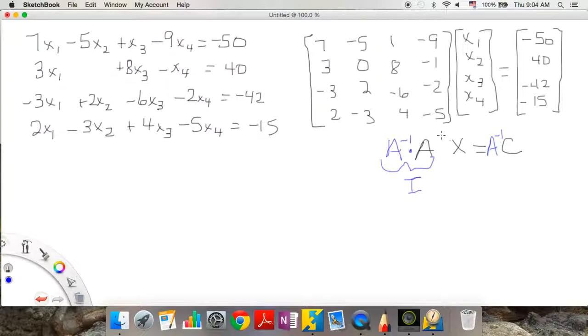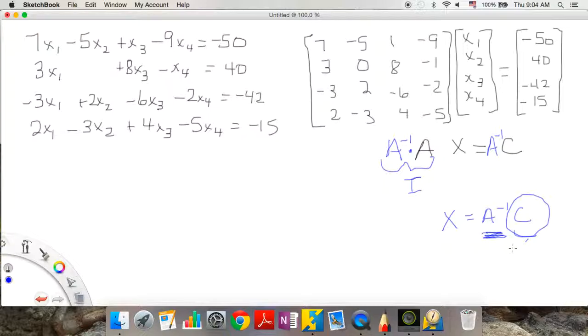Well, an identity matrix times anything, it's just like multiplying times 1. So it keeps its identity. So our identity matrix times X is just X. So if we want to be able to solve this, we can multiply our inverse matrix times the answers, and we end up getting our solution fairly easily.